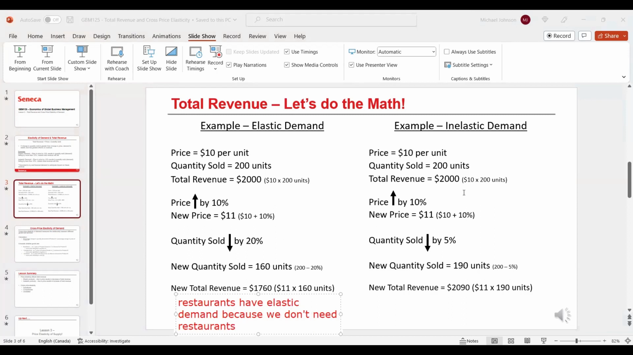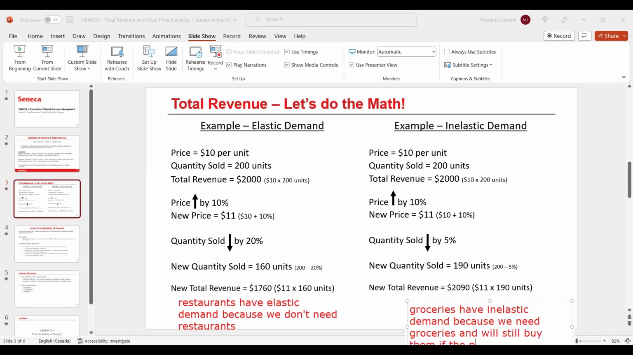And then inelastic demand: if the price rises by 10% and quantity sold reduces by 5%, total revenue would increase, in this case by $90. So that would be inelastic demand. So, like, groceries have inelastic demand because we need groceries and we'll still buy them if the price goes up.